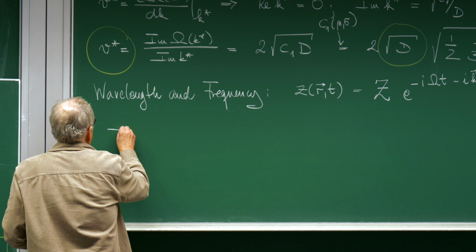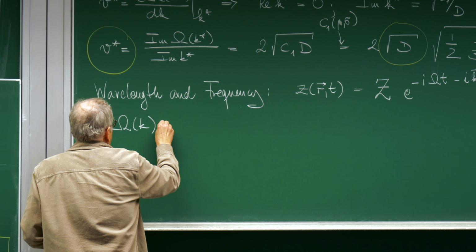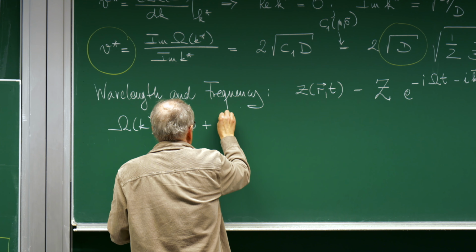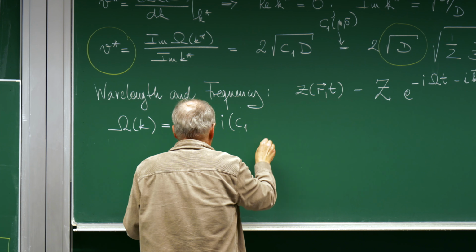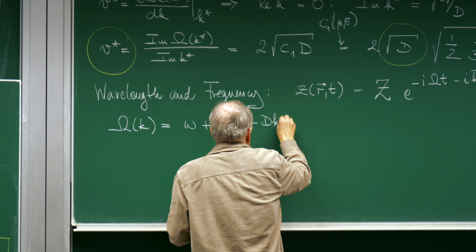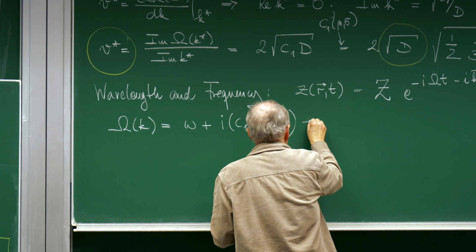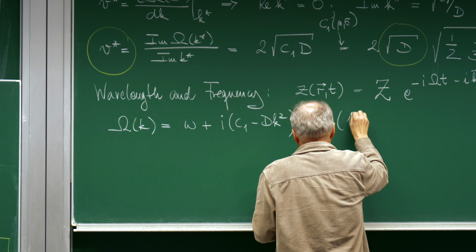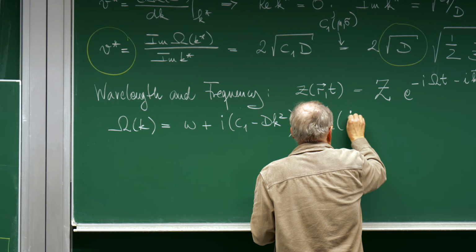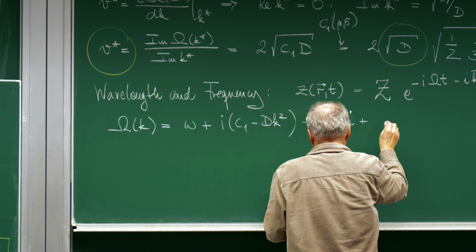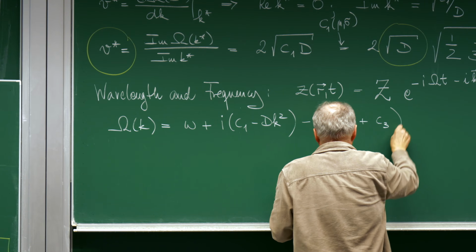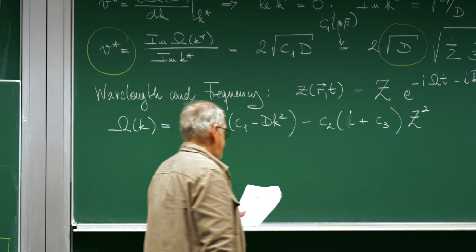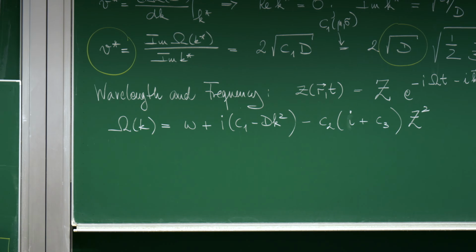So from that, you get omega of k is now omega plus i C1 minus d k squared. That's something we had. And then we get from the nonlinear part complex i plus C3 Z squared. Okay.